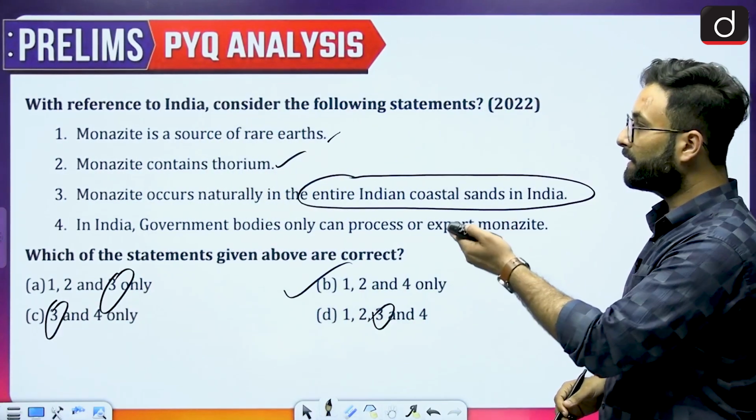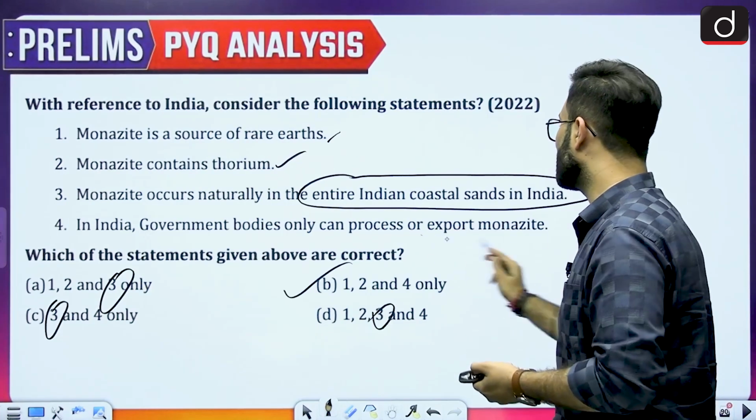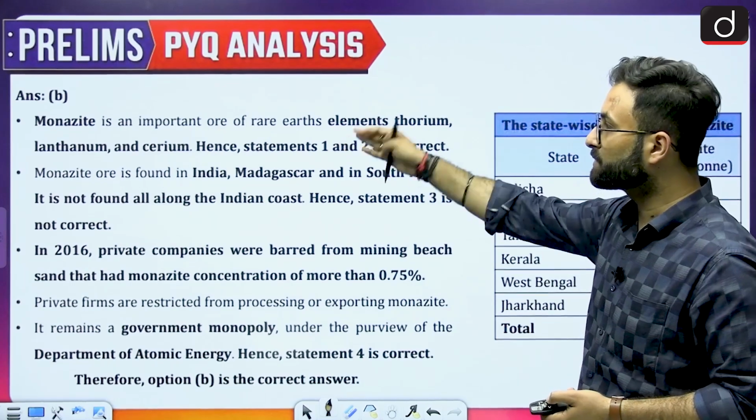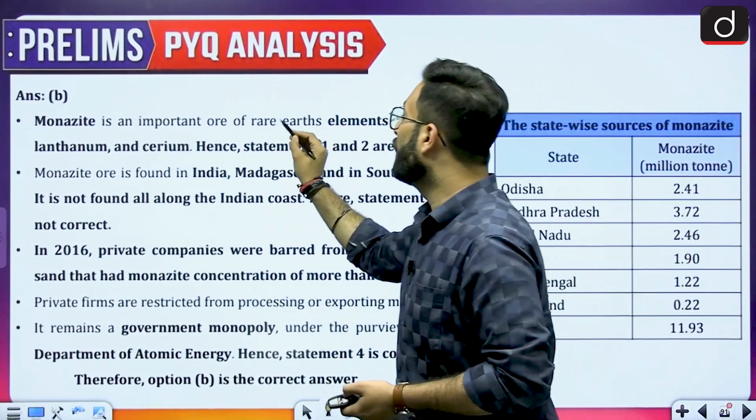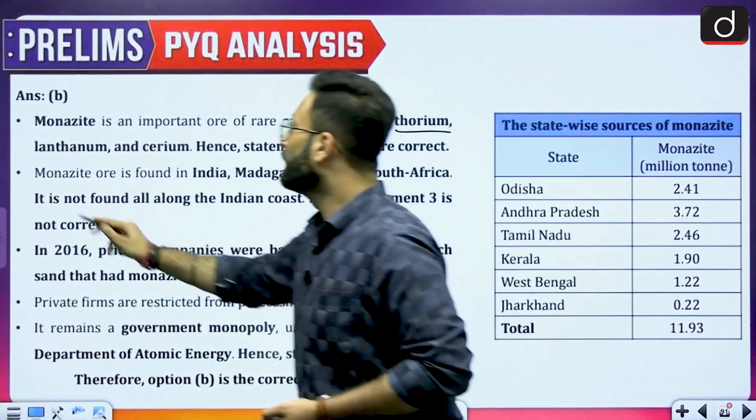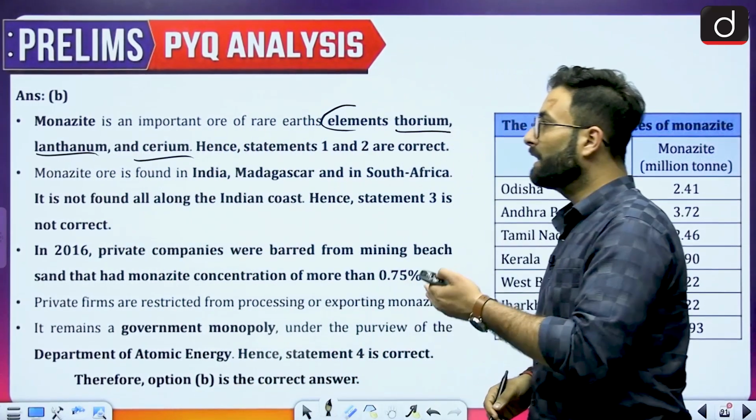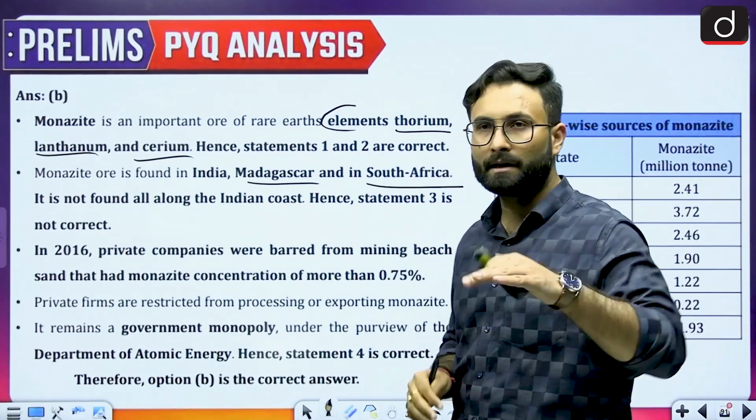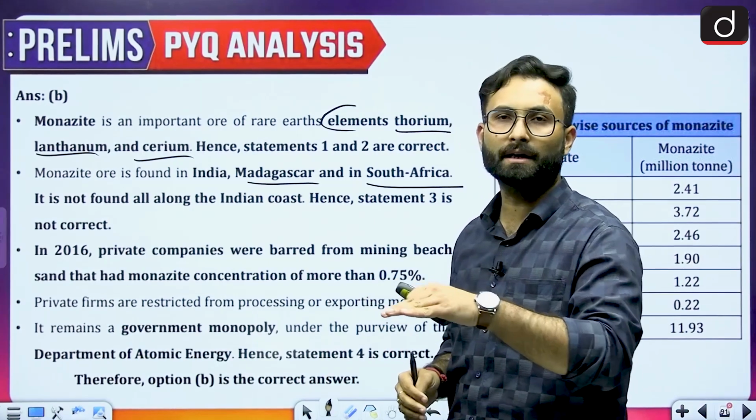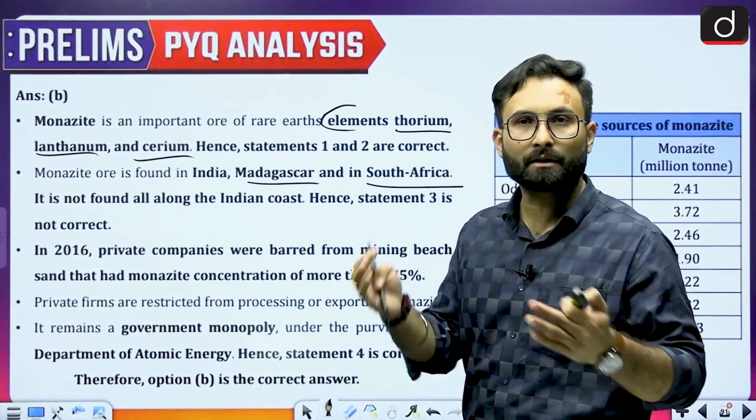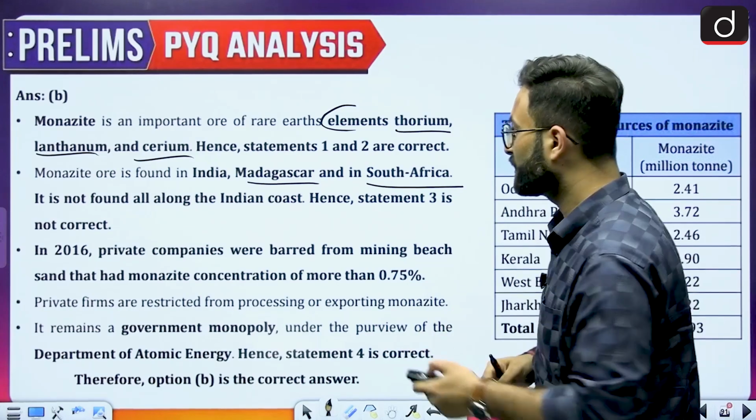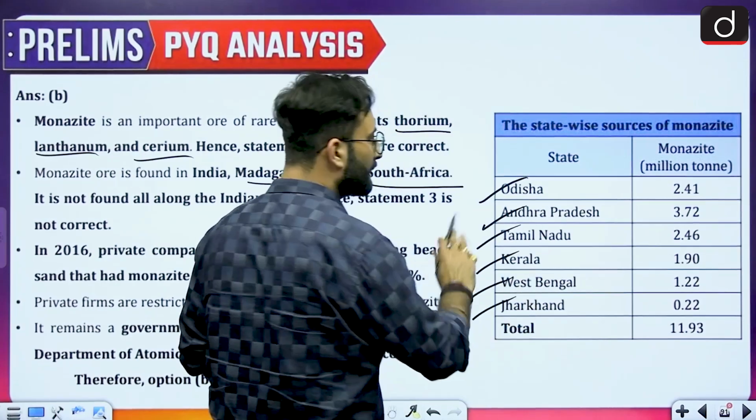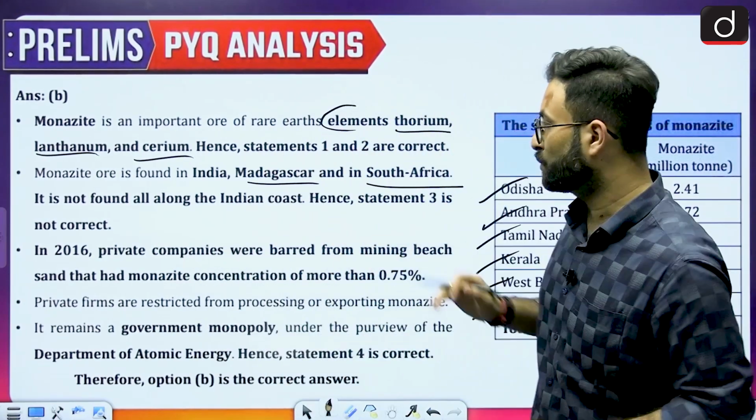1, 2 and 4. In India, government bodies only can process and export the monazite because the government has the monopoly. Okay, so that is there about the monazite. So you can go through this. Monazite is an important ore of rare earth elements, that is thorium, lanthanum and cerium. Okay, so that is there. And when we talk about India, it is found in India, Madagascar and southern Africa. In India, mostly around the coastline you will be finding it, but when we are talking about the entire coastal sand, it is not there. Okay, so that is there. Here in India, Odisha, Andhra Pradesh, Tamil Nadu, Kerala, West Bengal, Jharkhand are the areas where you will be finding it. Okay, so that is about it.